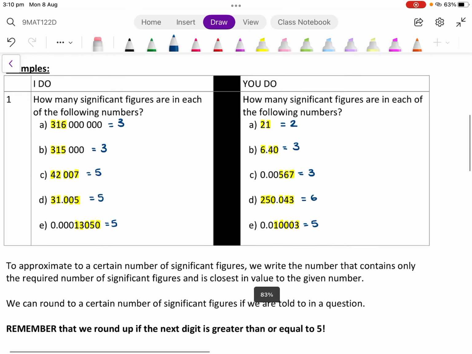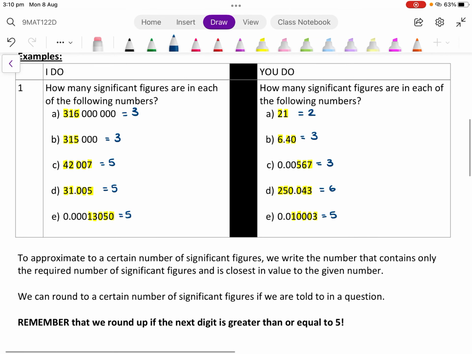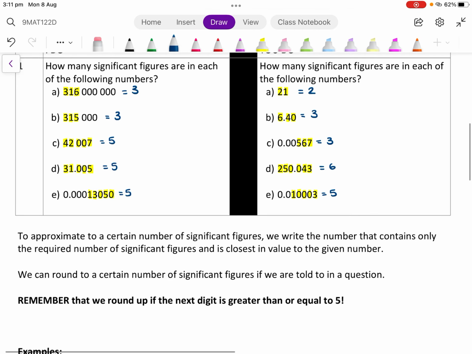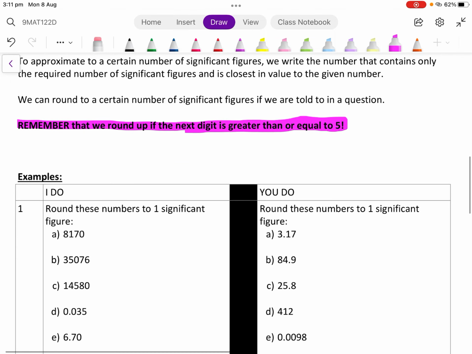Now, to approximate to a certain number of significant figures, we write the number that contains only the required number of significant figures and is closest in value to the given number. So we can round to a certain number of significant figures if we are told to in a question. You need to remember that we round up if the next digit is greater than or equal to 5. Let's have a look at some examples.